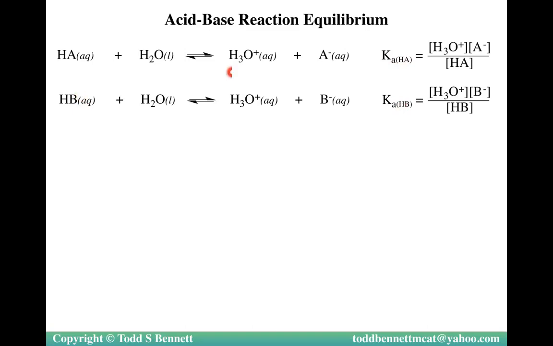What I want to do is flip this reaction around. So instead of making these two my reactants and these two my products, I make those my reactants, move those over, and make those my products.